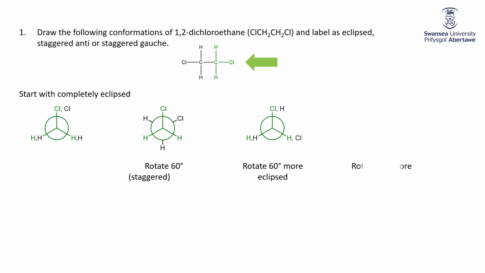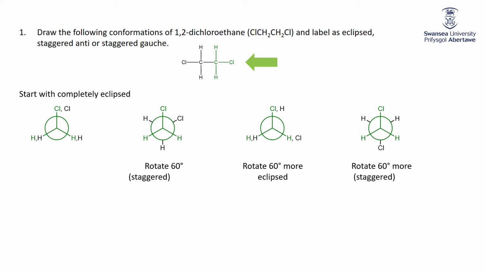Rotate by another 60 degrees, and we get this. So now the hydrogen that was here rotated by 60 degrees back there. The chlorine that was back here behind this black hydrogen rotated by 60 degrees, so it's there. And then this hydrogen that was here rotated by 60 degrees, so it gets closer to the green chlorine there. This is obviously a staggered conformation right there.